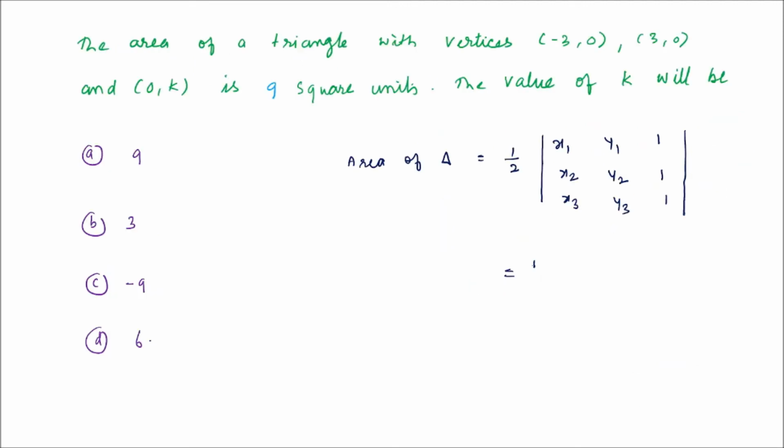So let us take one more question. The area of a triangle with vertices minus 3, 0, 3, 0 and 0, comma k is 9.